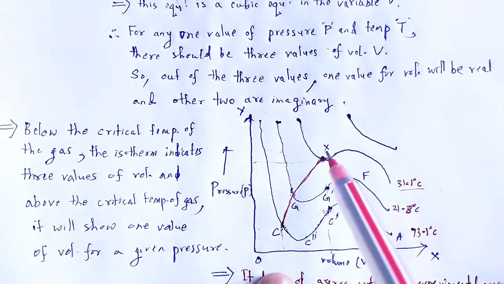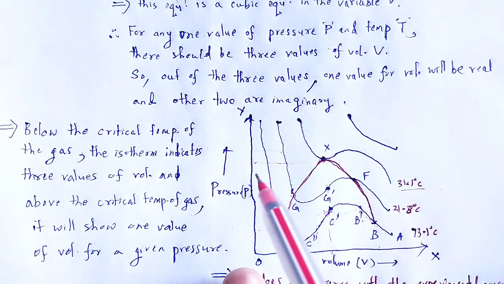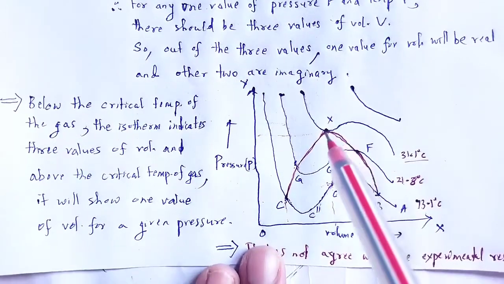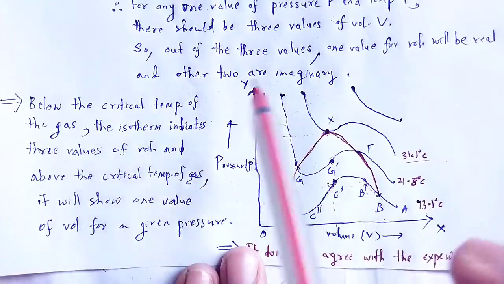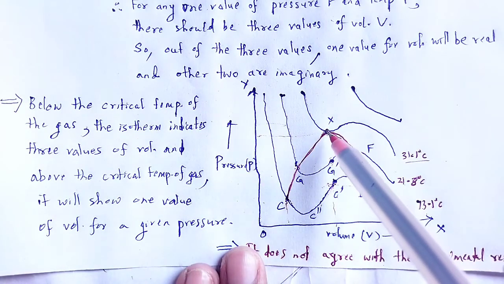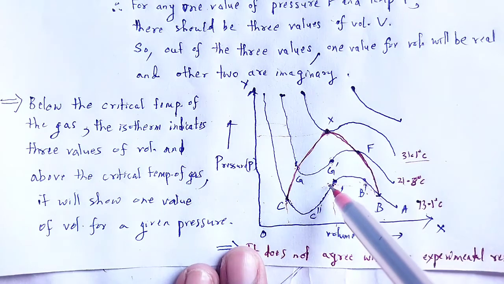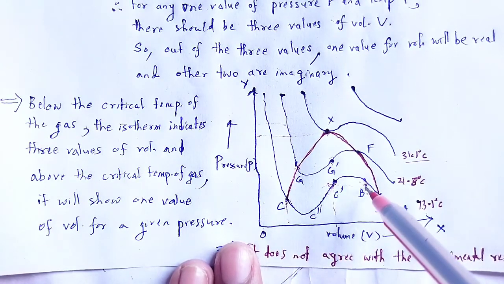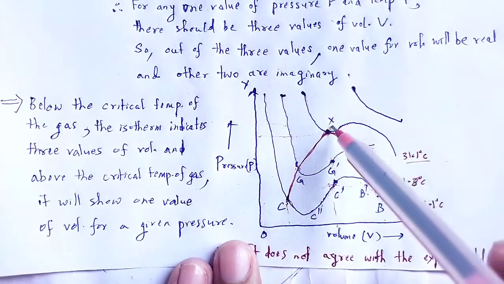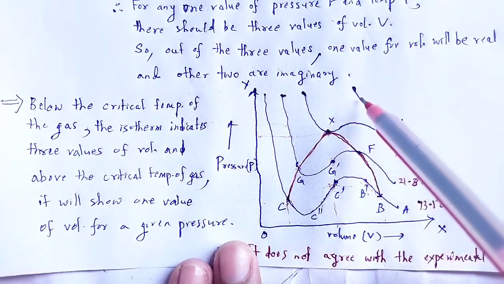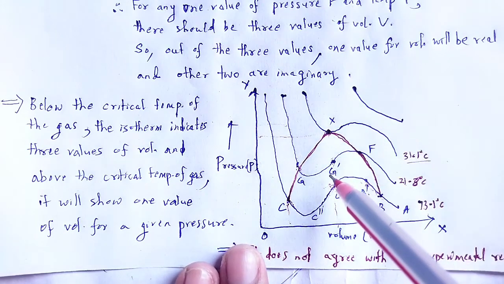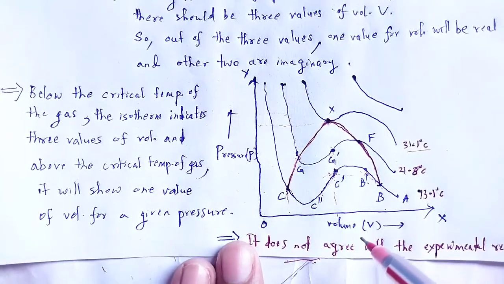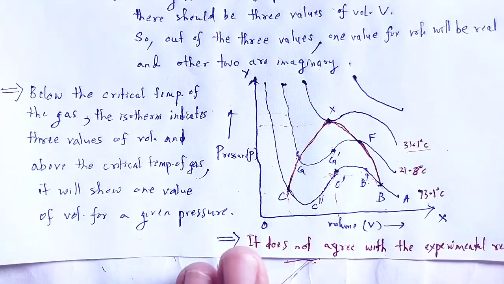Comparing that graph to the Andrews experiment on carbon dioxide for critical temperature, the gas is very similar, and throughout the type of gas we conclude that below the critical temperature the gases have 3 separate volumes at particular pressure, but above the critical temperature the gases have one volume at corresponding pressure, and finally we conclude that it does not agree with the experimental results.